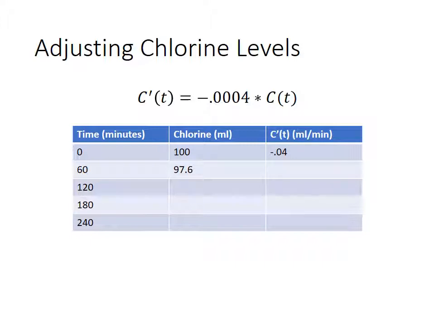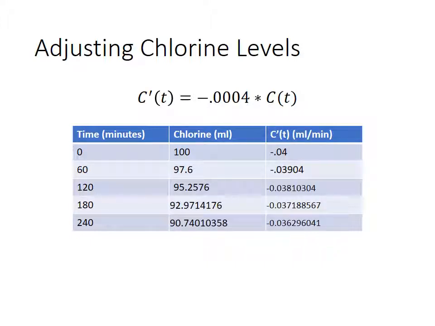And now at the end of the hour, the rate of change would change again. And we could use our formula to find this new rate of change, which would be negative 0.03904 milliliters per minute. If we assume that this rate stays constant for the next hour, then we would lose 60 times 0.03904 milliliters, bringing us down to 95.2576 milliliters of chlorine left in the pool. And we could continue this process.